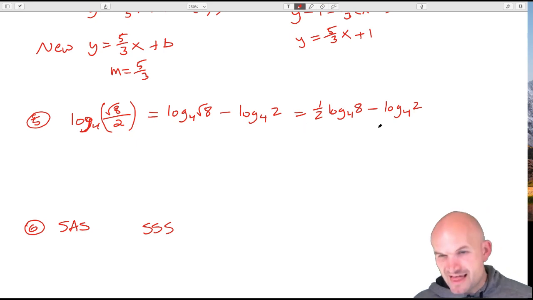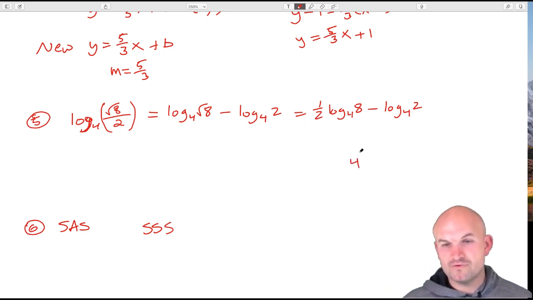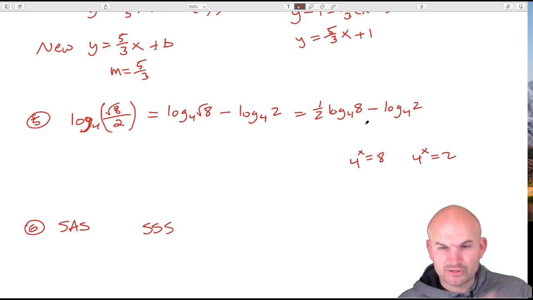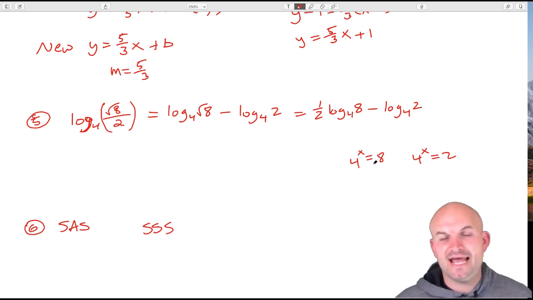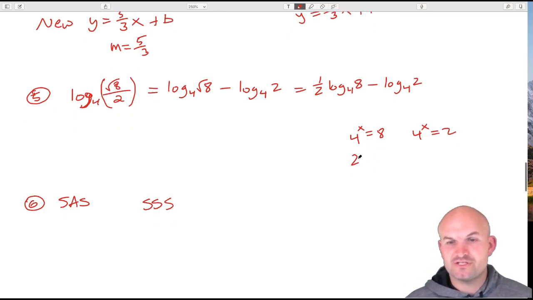Now again, to evaluate these, we basically got to ask ourselves the question: 4 raised to what number equals 8? And 4 raised to what number equals 2? That's basically what those logarithms are asking us. And to answer those questions, we can use the one-to-one property. So we could say 2 squared is 4, right? 4 to the x equals 2 cubed.